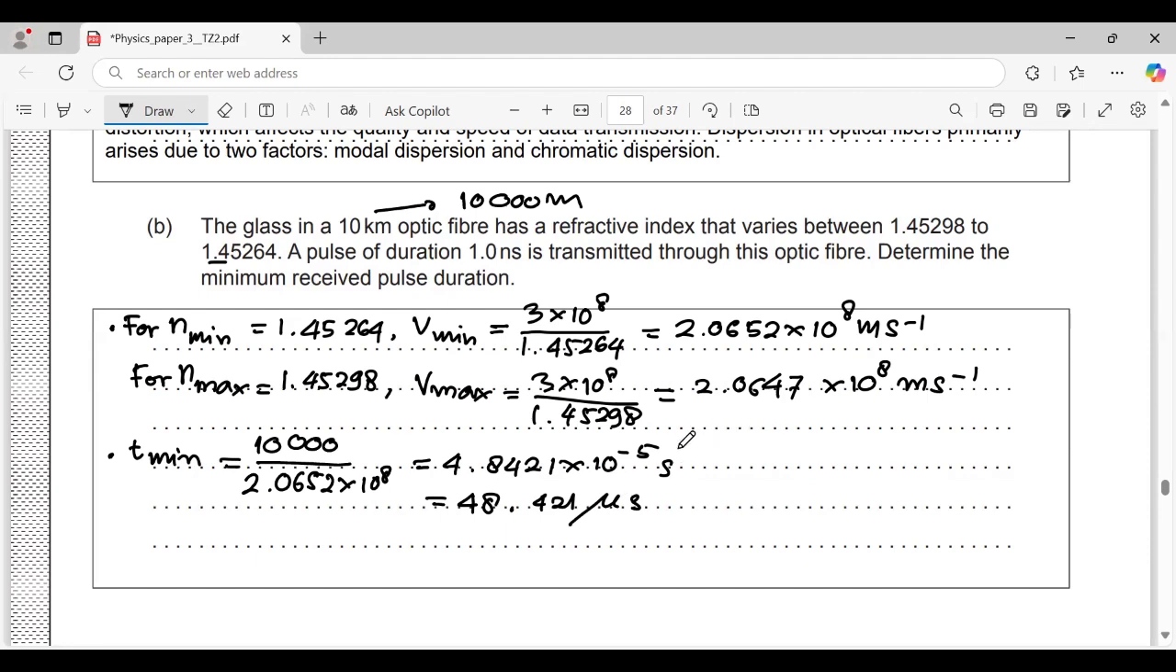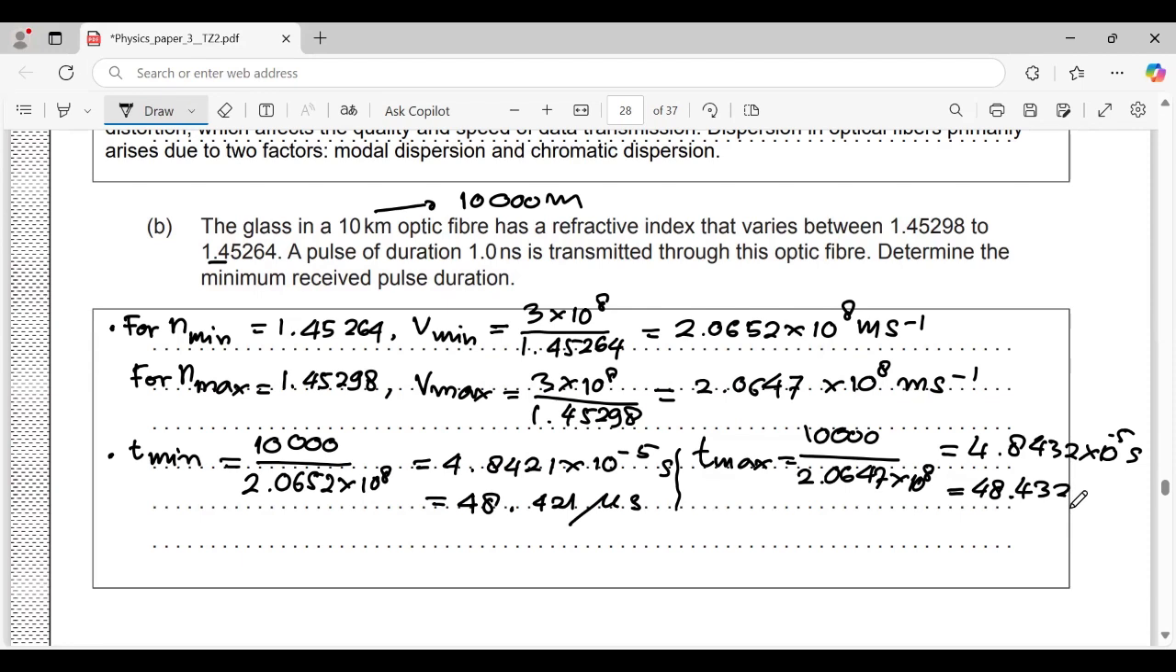And the next is T maximum. T maximum is 10,000 over 2.0647 times 10 to the power 8, and the result is 4.8432 times 10 to the power minus 5 second, or 48.432 microseconds. Okay, that one. And after that, we are going to find the difference.